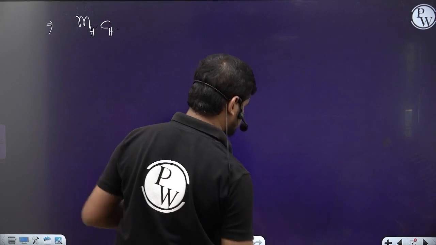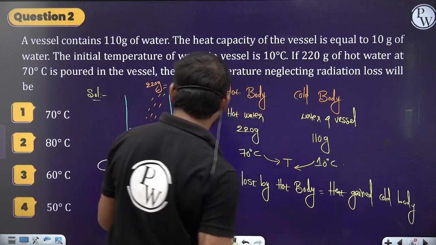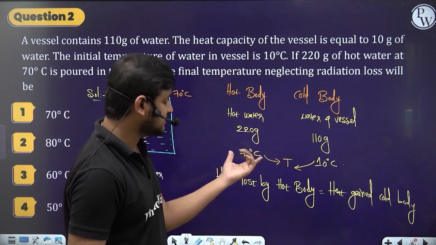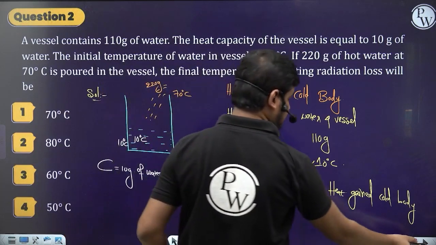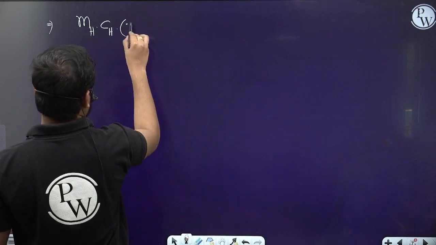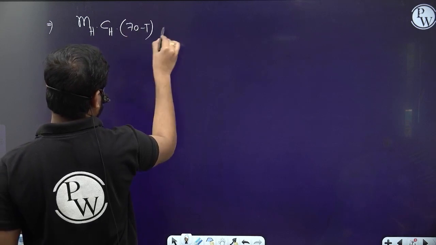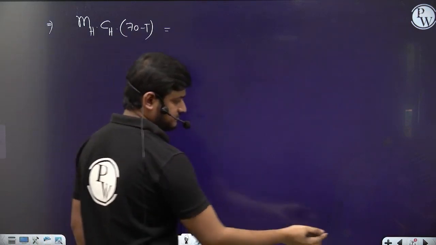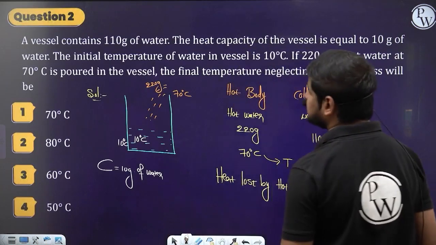Hot water is losing how much temperature? Final is T and initial is 70. So 70 minus T. 70 minus T.